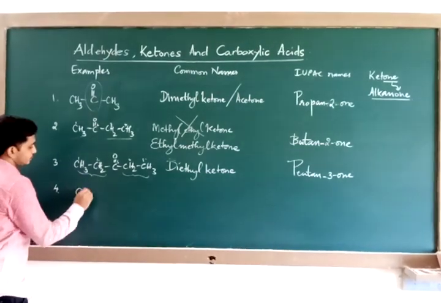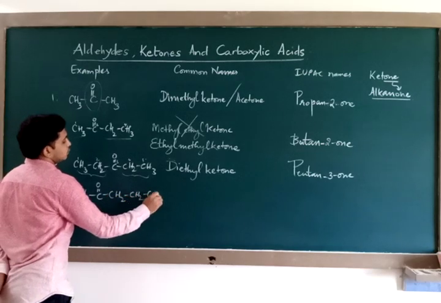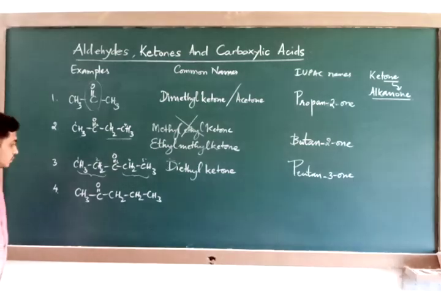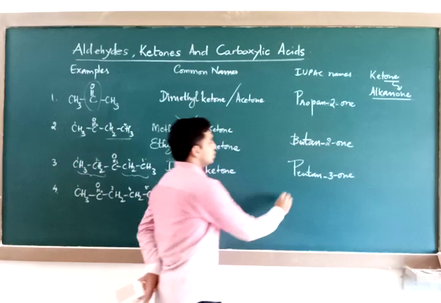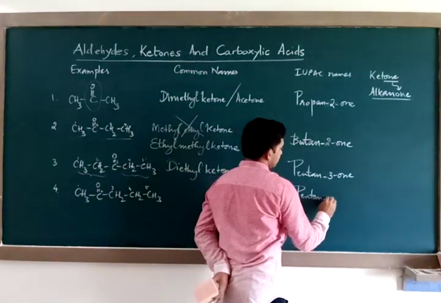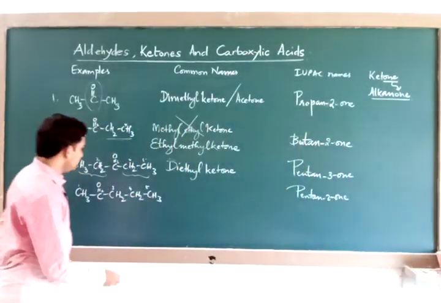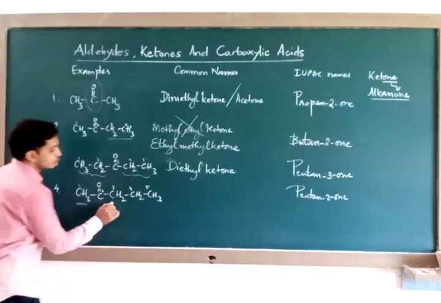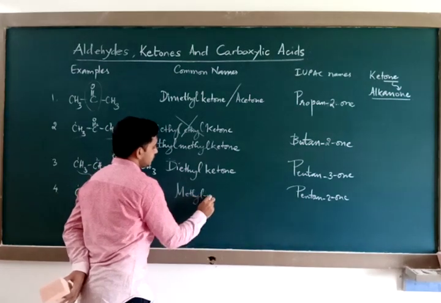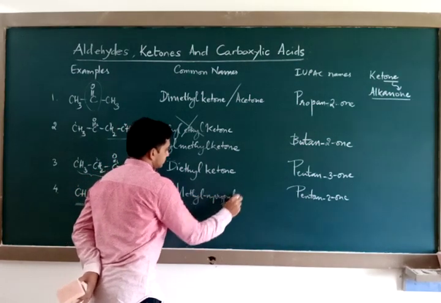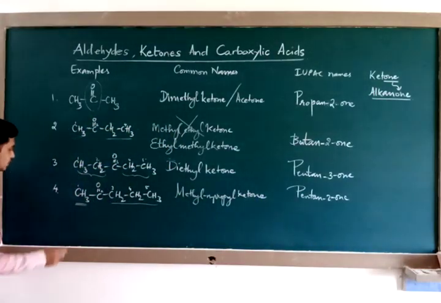If it is this compound, again a 5 carbon chain, but the position of the ketone group is different, then 1, 2, 3, 4, 5. Pentane-2-one. It is pentane-2-one. What about the common name? In the common naming system, one side you have methyl, the other side you have propyl. Therefore, it is methyl n-propyl ketone.